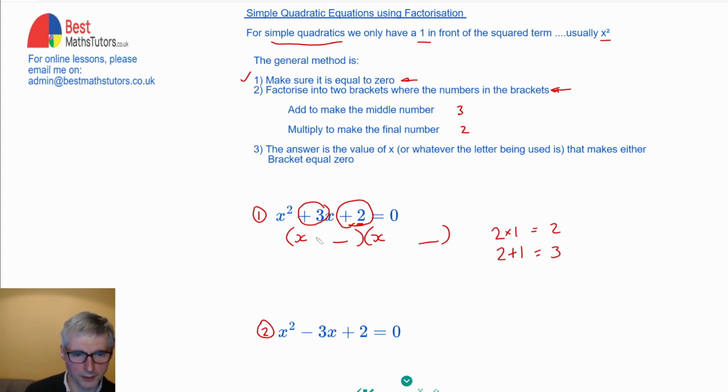So our numbers then are going to be plus 2 and plus 1. So that's still all equal to 0, because the equation was equal to 0 to begin with. And then we've got to think of x values that will make either of the two brackets equal 0. So the first bracket is x plus 2, and we want that to equal 0. So the x value that would make that equal 0 would be minus 2. So that would be the solution that we'd get from the first bracket.